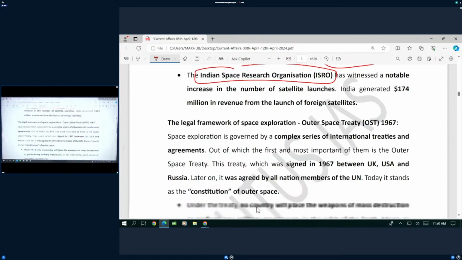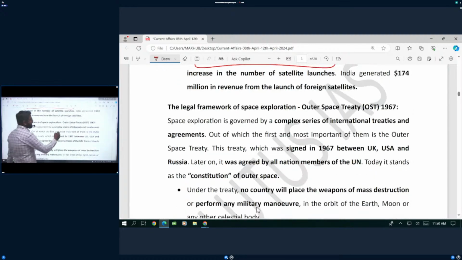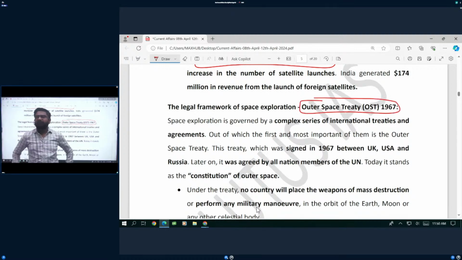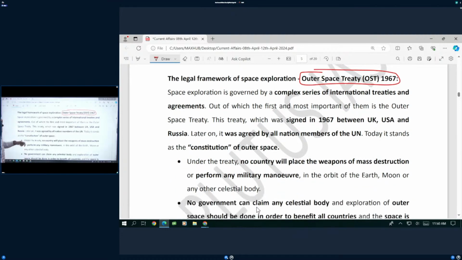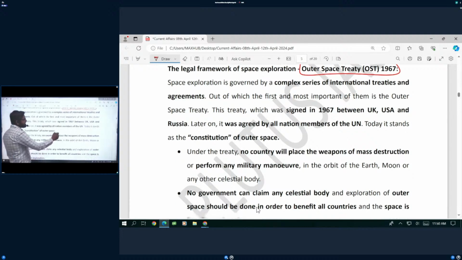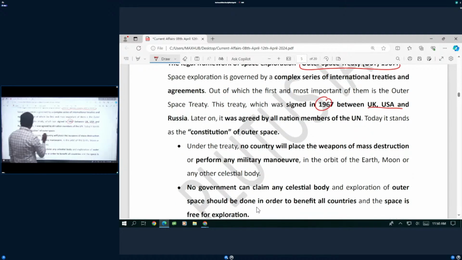Now let us see the legal framework. The legal framework is the Outer Space Treaty. How does the legal framework govern the space race in India? Please remember Outer Space Treaty 1967. Now let's see what this is. There are a number of treaties governing the space race. This is the most prominent one. It was signed in 1967 between UK, USA and Russia. Because they were having a space race, there was a concern.